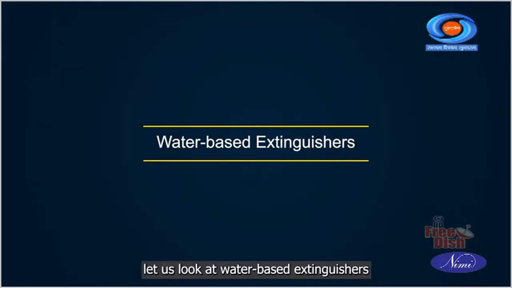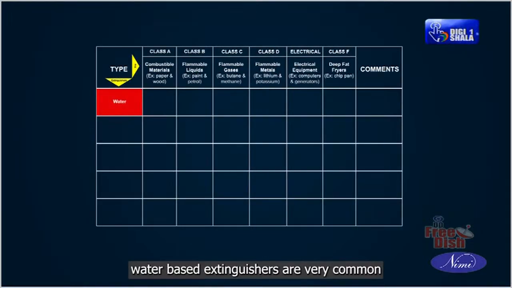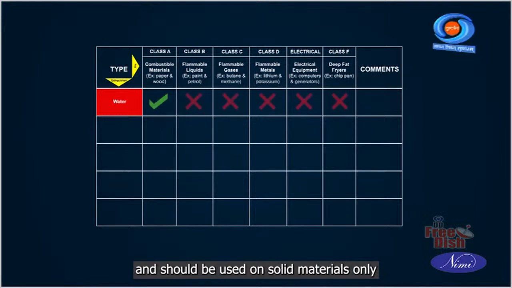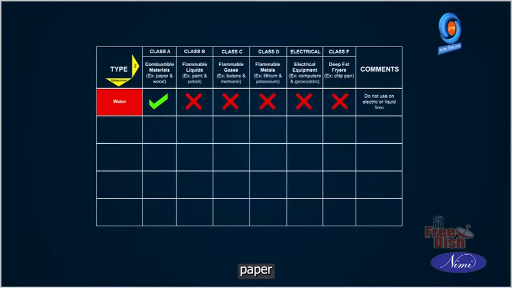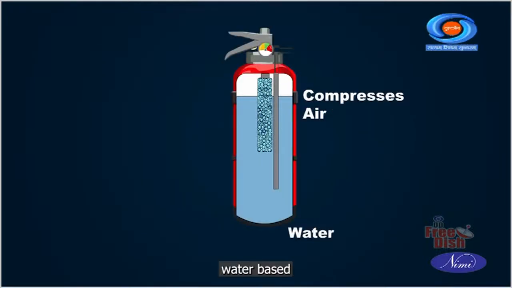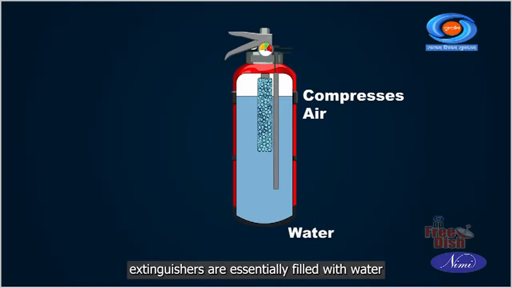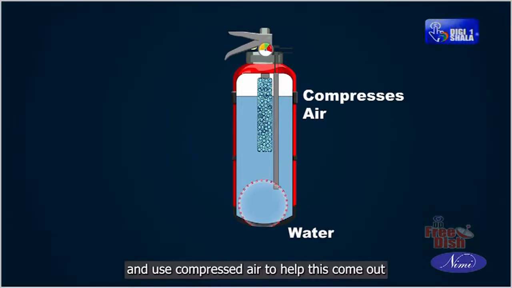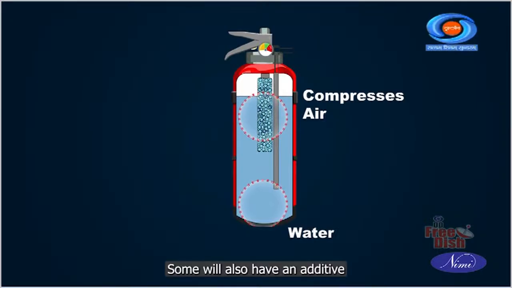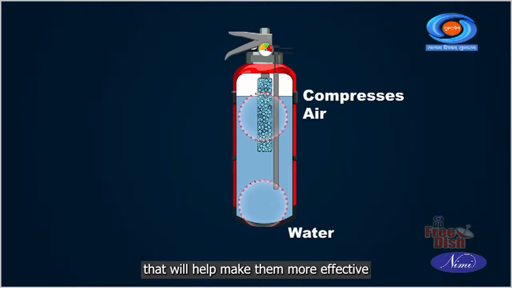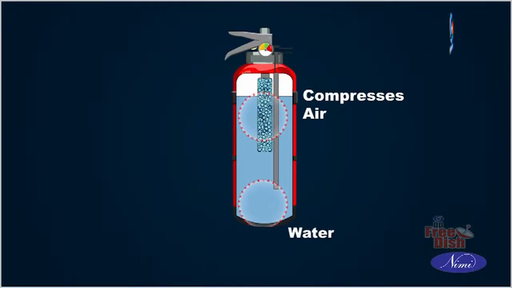First, let us look at water-based extinguishers. Water-based extinguishers are very common and should be used on solid materials only. This can include paper, wood, or any other solid fuel. Water-based extinguishers are essentially filled with water and use compressed air to help this come out. Some will also have an additive that will help make them more effective.